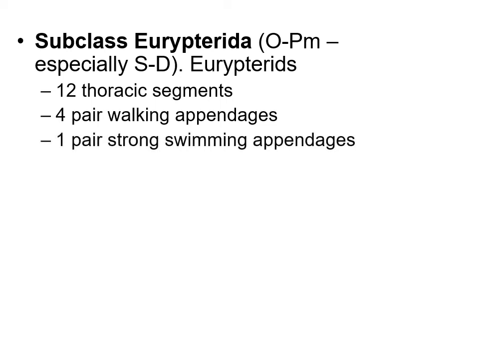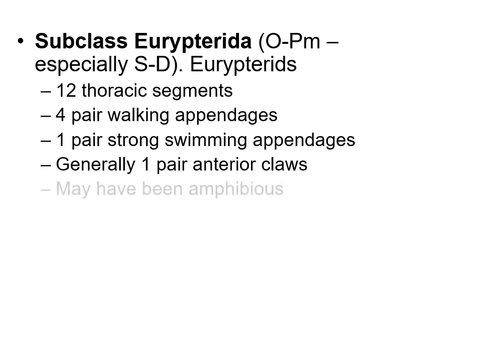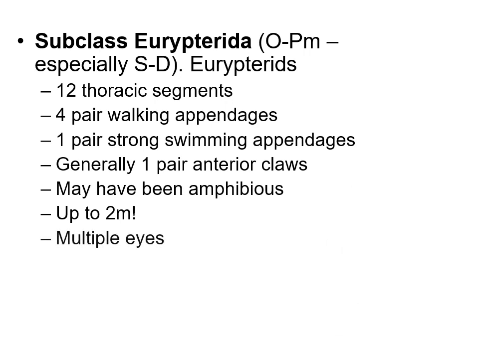And they have 1 pair of very strong swimming appendages, sometimes modified into almost boxing glove type clubs and sometimes pincing claws. Generally, 1 pair of these, the anterior claws that we see on our larger predatory Eurypterids. These also may have been amphibious. They may have walked into the shallow waters similar to horseshoe crabs, but that's debated among paleontologists. And they got big. These got up to 2 meters long with lots and lots of eyes.